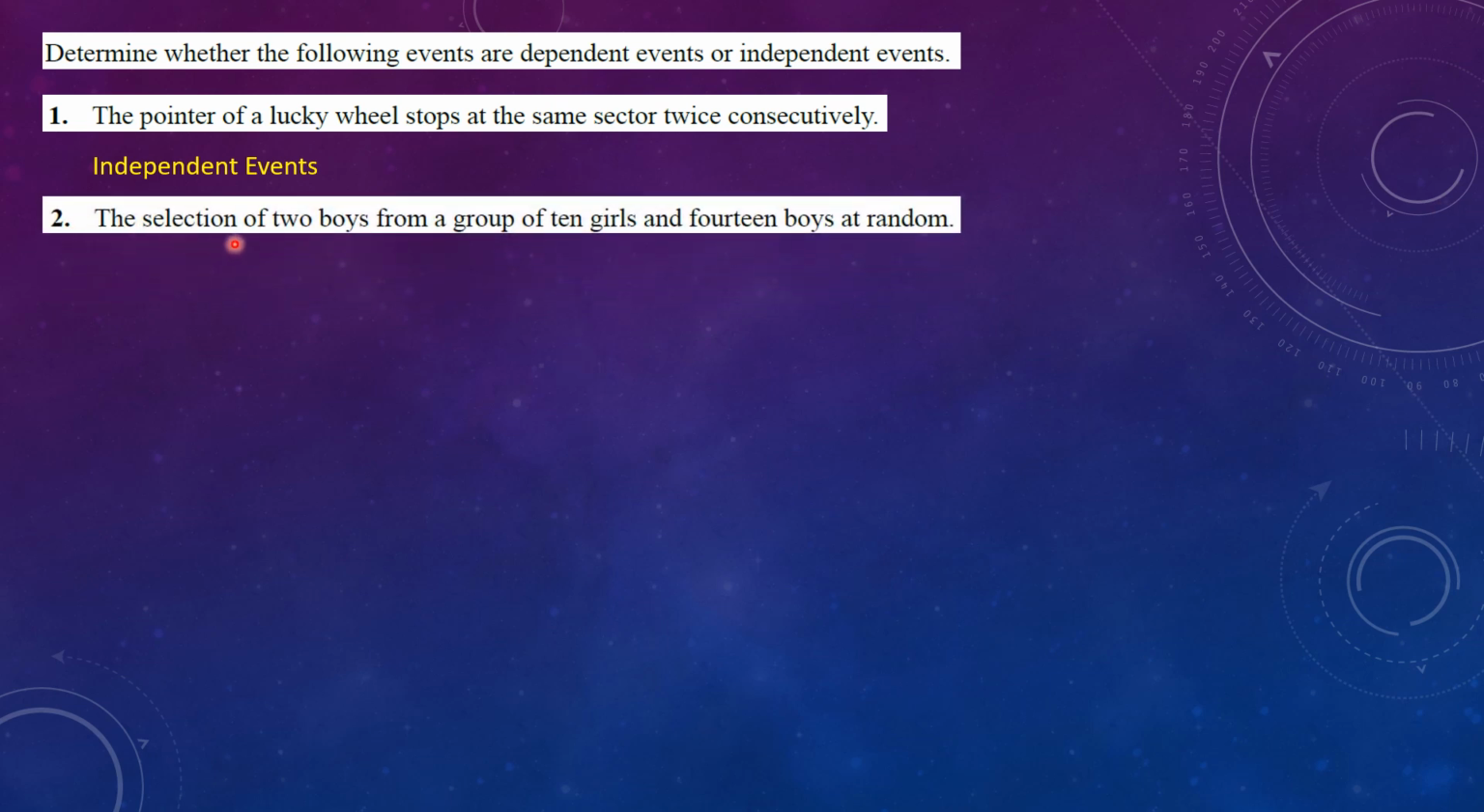For number 2, the selection of 2 boys from a group of 10 girls and 14 boys at random. So this one, if you already choose the first boy, for example Ali, you cannot choose Ali again. That means when you already choose the first boy, the second boy cannot be the same person. So this is dependent events.